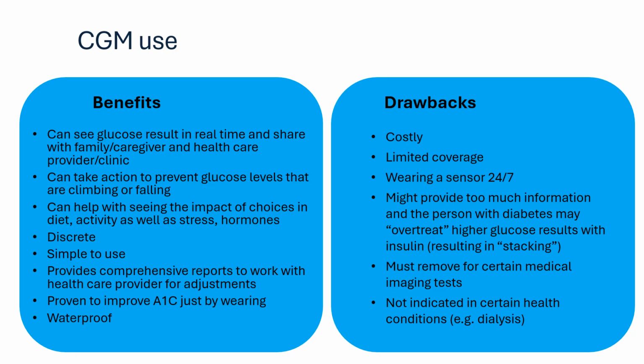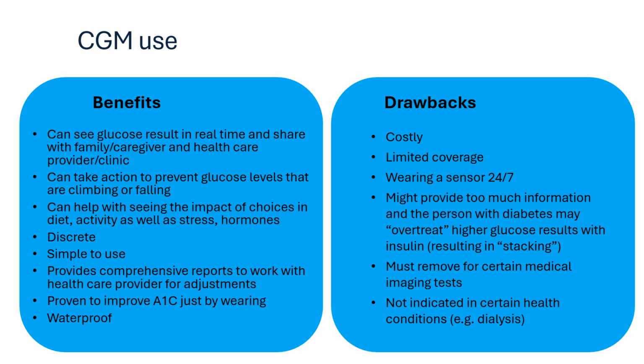So what's the good? The person can see their glucose result in real time. They can look down at any point and see what their glucose is doing at that moment. They can also share those results in real time with family or caregiver and healthcare providers or clinics, because it will automatically upload to the cloud continuously. They can take action to prevent the glucose levels that are climbing or falling.